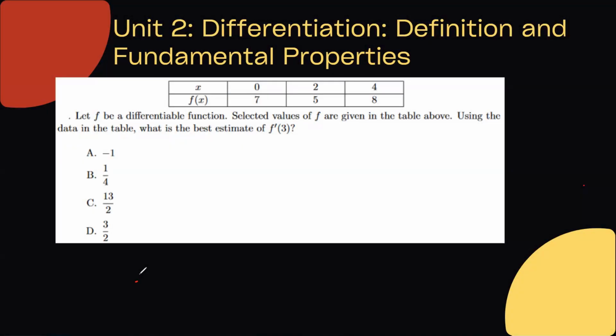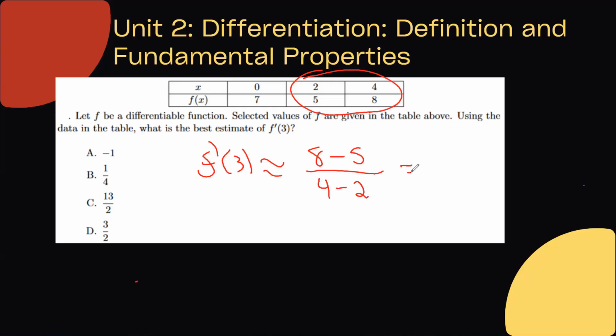Let f be a differentiable function. Selected values of f are given in the table above. Use the data in the table. What is the best estimate of f prime of 3? F prime of 3 is approximately, the best we can do is approximate it using the slope of the 2 points closest to x equals 3, which are when x is 2 and 4. And the slope would be 8 minus 5, change in y, over 4 minus 2, change in x. That would be 3 over 2, which is choice D.